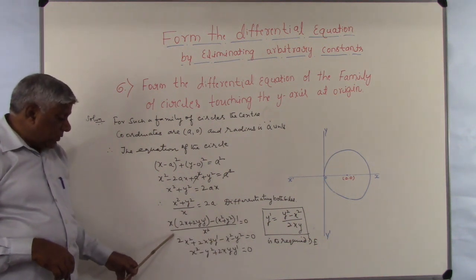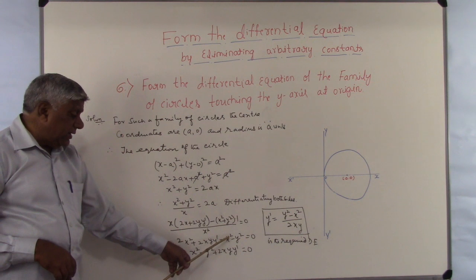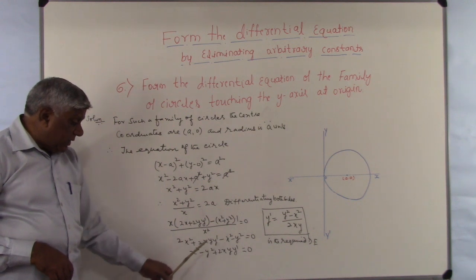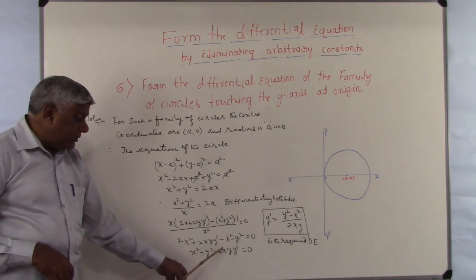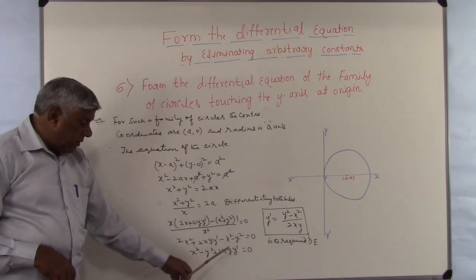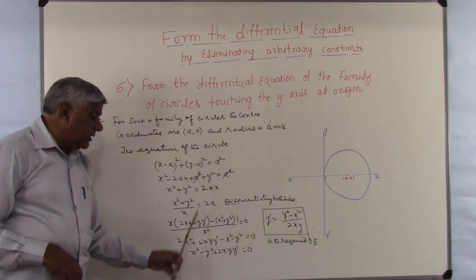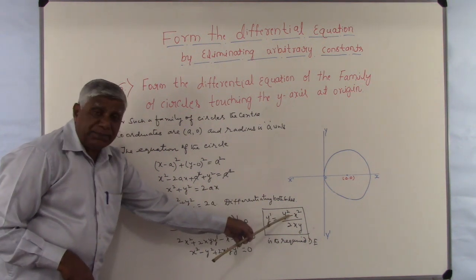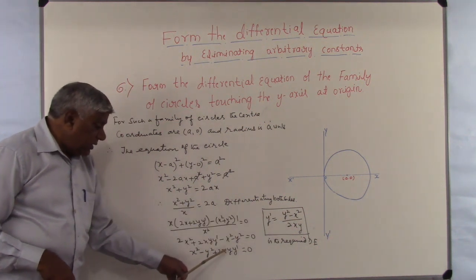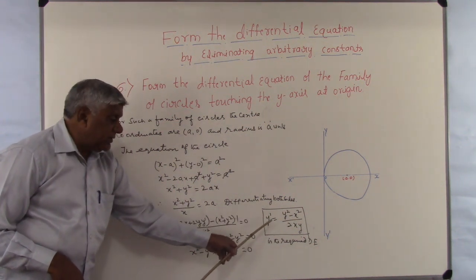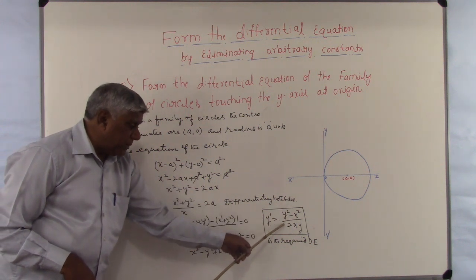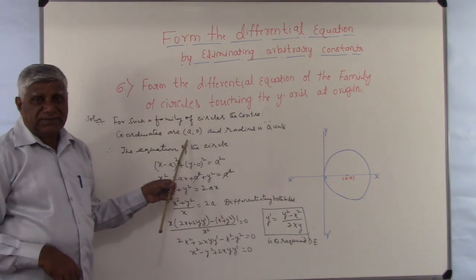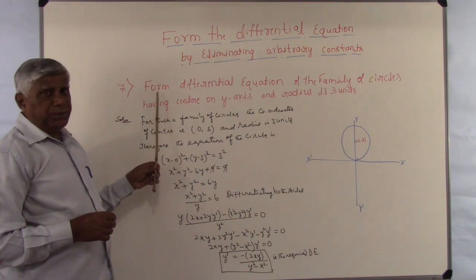Now here 2x square plus 2xyy dash minus x square minus y square is equal to 0, or 2x square minus x square is x square, minus y square plus 2xyy dash is equal to 0, or y dash is equal to, I will transfer minus y square to that side, it becomes plus y square, plus x square to that side, it becomes minus x square, divided by 2xy. So y dash is equal to (y square minus x square) by 2xy, which is the required differential equation for the family of such circles.